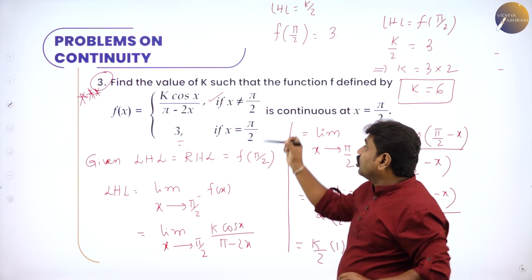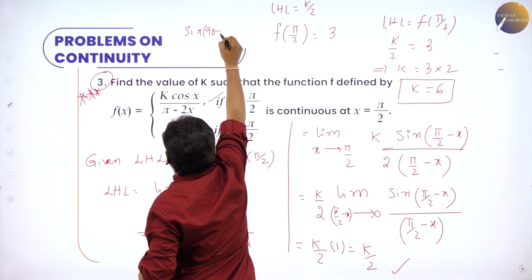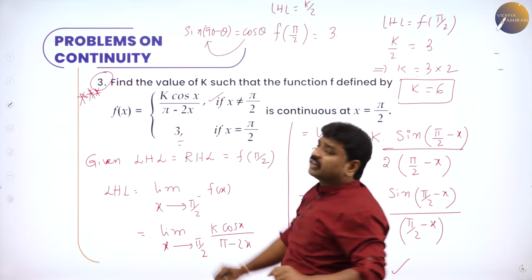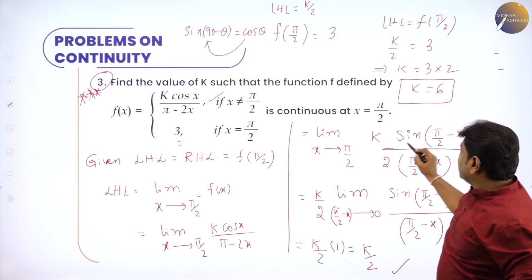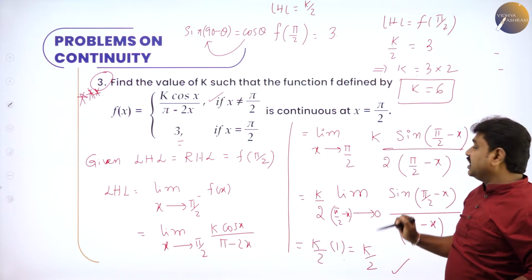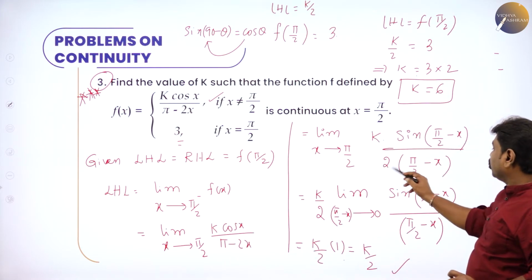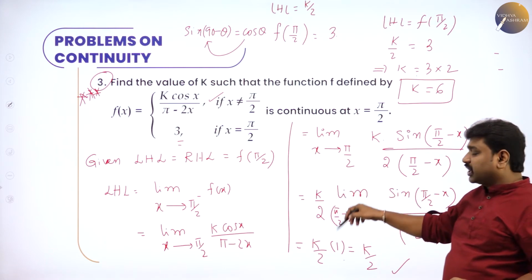Allied angle. You know that sine of 90 minus theta is cos theta, or cos theta can be written as sine of 90 minus theta. So that's what we have done. Here I have cos x. Cos x I can write as sine of 90 minus x, and in the denominator I have pi minus 2x. In these two, take 2 common. If I take 2 common, it will become pi by 2 minus x. Now k by 2 is a constant, take it out. I took k by 2.